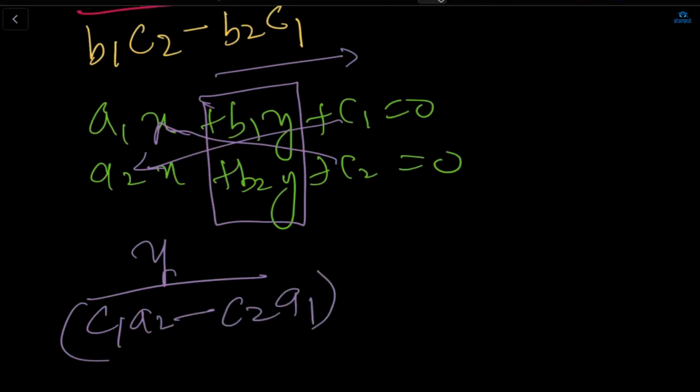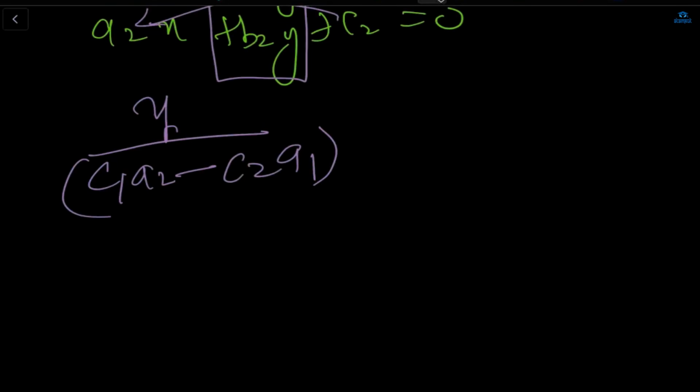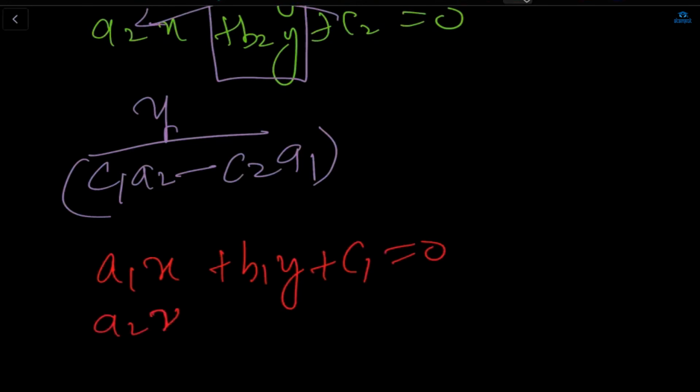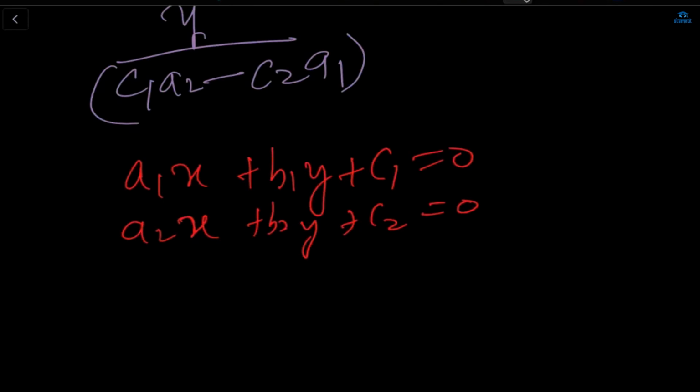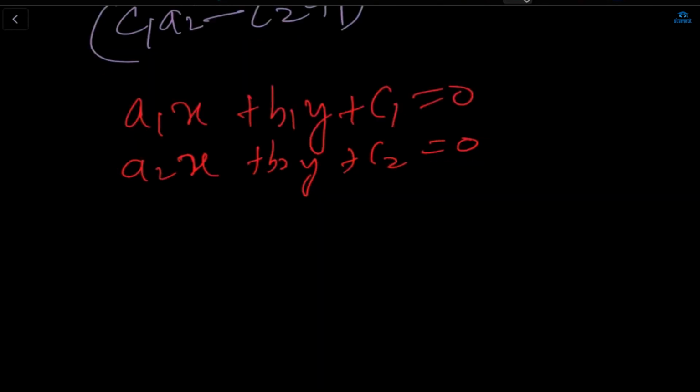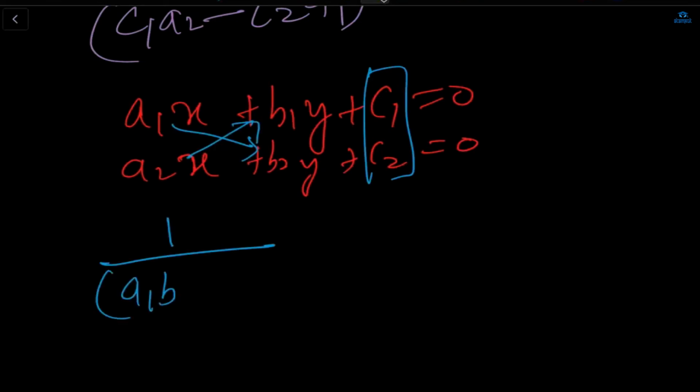Any doubt? And in the same way for the last one, a1x plus b1y plus c1 is equal to 0, a2x plus b2y plus c2 is equal to 0. Now if you're finding the constant term, it will again be cross multiplication, so 1 upon a1 multiplied by b2 minus b1 multiplied by a2. Any doubt in this cross multiplication?